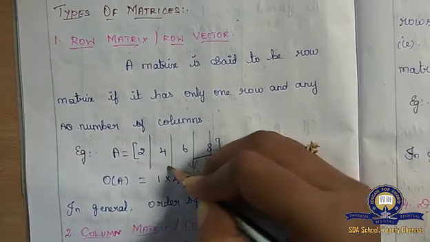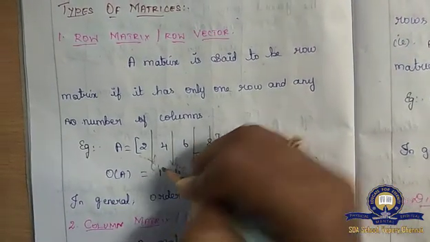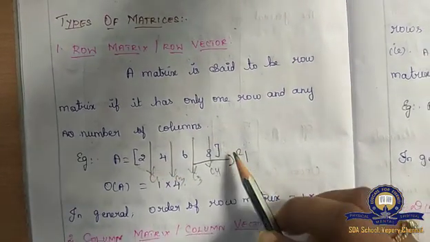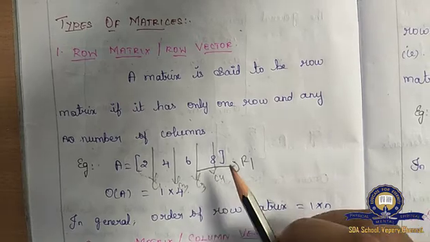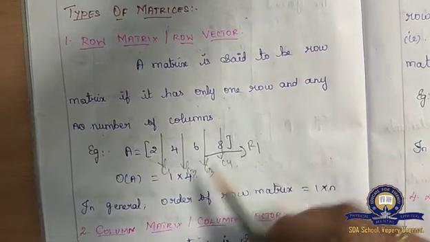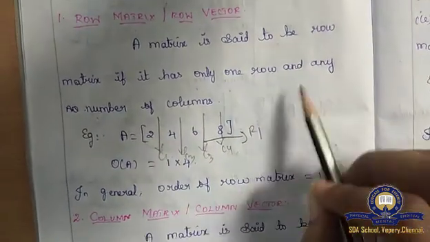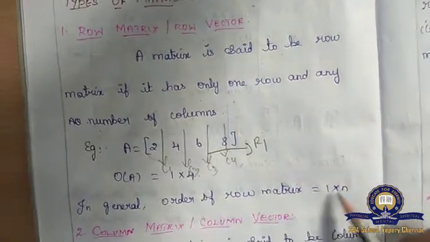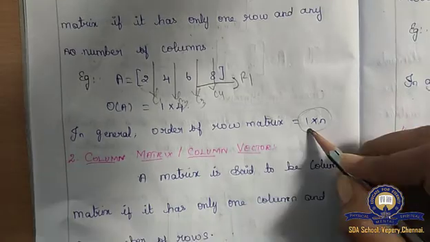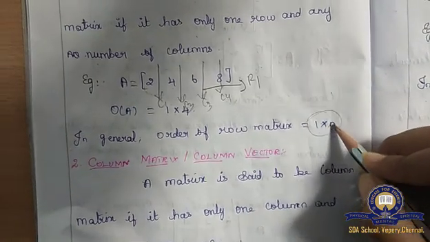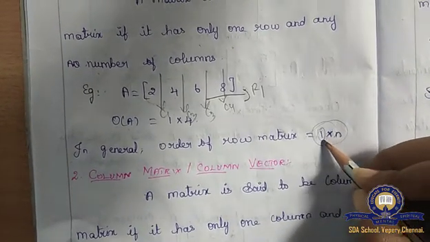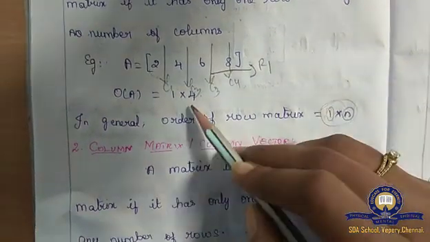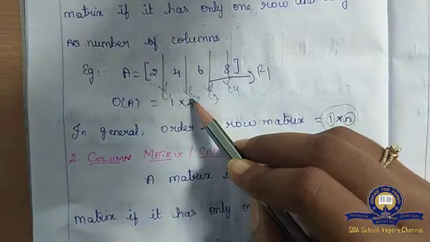Right? Here we have 4 columns. A matrix can have any number of columns, but if it has only one row, it is called a row matrix. The order of a row matrix should be 1 cross n. This is the general order of the row matrix, where the number of rows should be 1 and the number of columns can be anything. Here I have taken 1 cross 4.